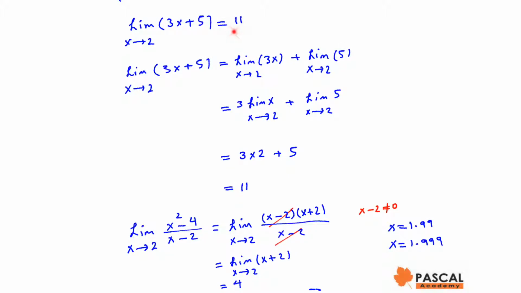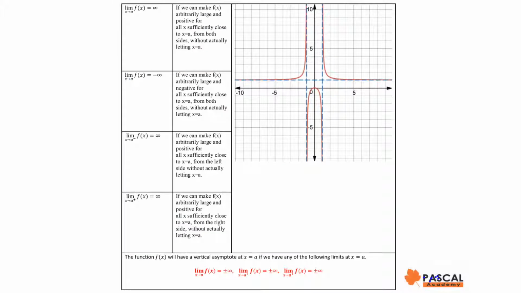Unfortunately, this method is not working in many cases, like this example. You're not allowed to plug in 2. If you plug x equals 2 into this function, you get 0 over 0, which is an indeterminate form, and we are going to talk about that in our next lessons.